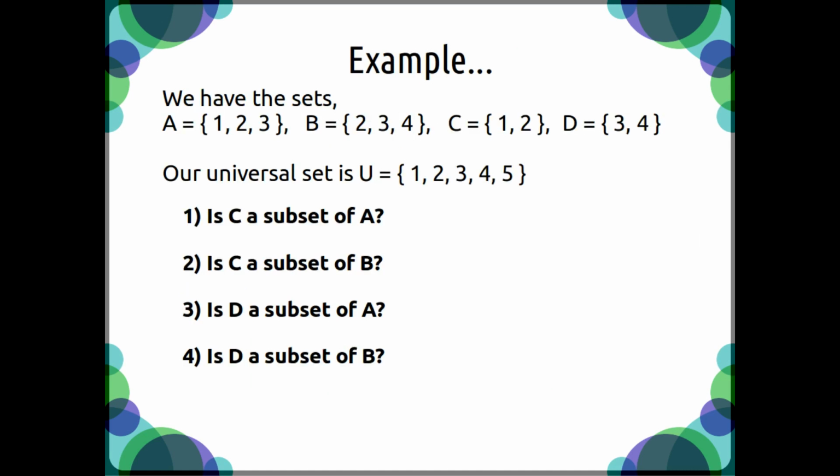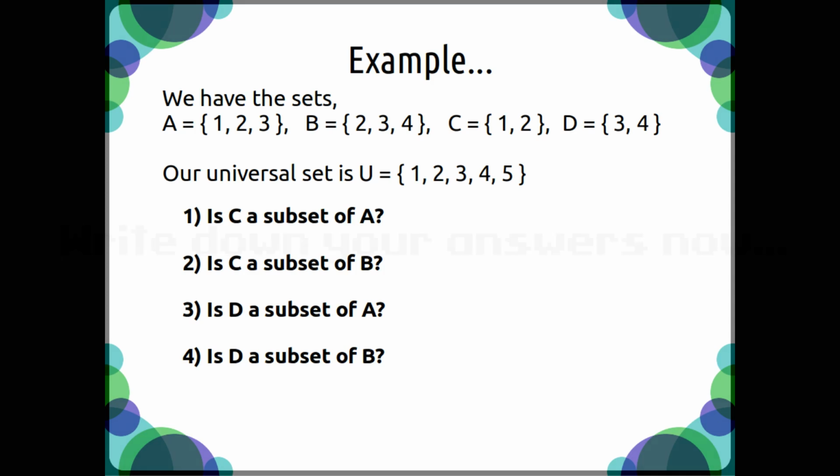So now let's look at 4 sets. We have the original A and B, 1, 2, 3 in A, 2, 3, 4 in B, but now we have C and D. C has the elements 1 and 2, and D has the elements 3 and 4. We have the same universal set as before. So, is C a subset of A, and is it a subset of B? Is D a subset of A, and is D a subset of B?